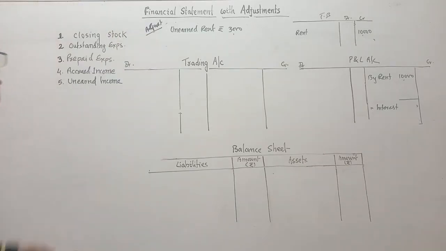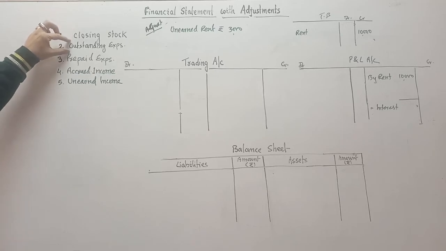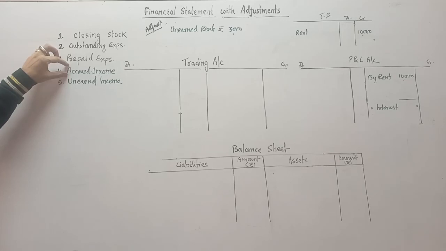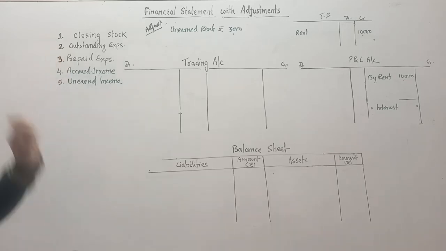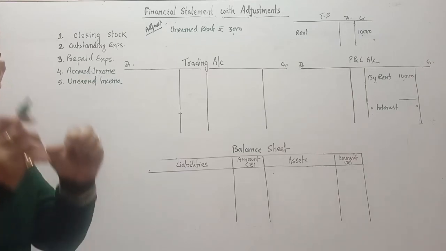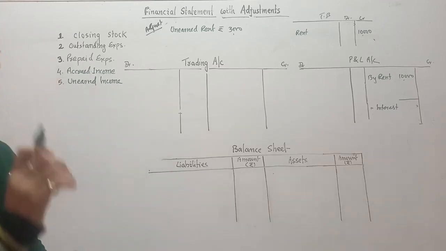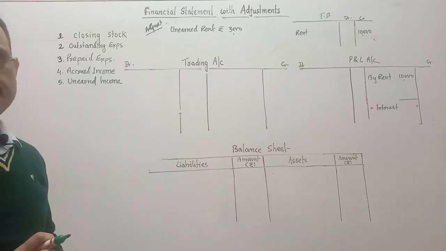Okay, so we have discussed the adjustments related to closing stock, outstanding expenses, prepaid expenses, and accrued income. Next adjustment is unearned income. Unearned income means income received in advance. Income not earned, but the amount is received in advance.